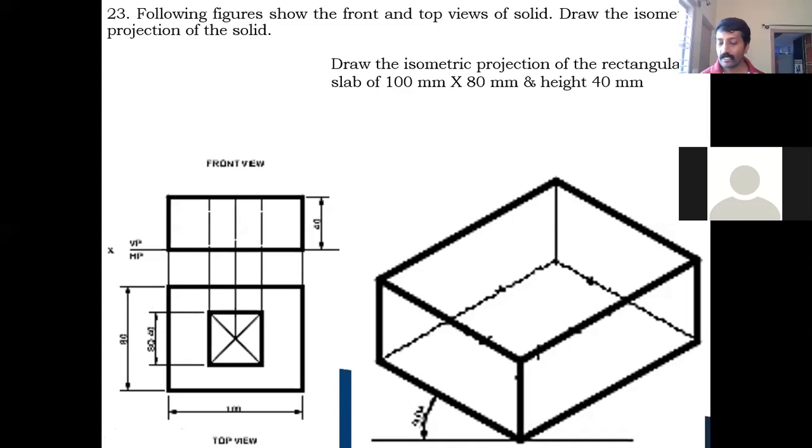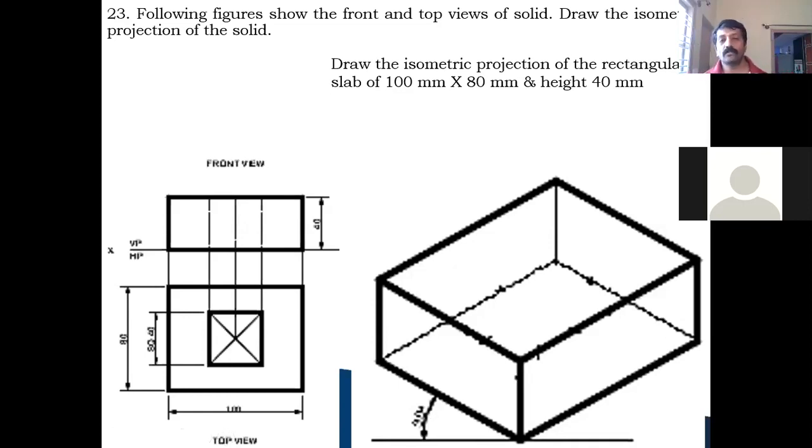What is the height or thickness of the rectangular slab given? 40 millimeter. So draw a vertical line from all the corners of the base of your rectangle. On this vertical line you take the isometric thickness, that is isometric 40 length, and cut it on all the 4 vertical lines. You'll get 4 points, 1, 2, 3, 4. Join them. This completes your isometric projection of the rectangular slab.